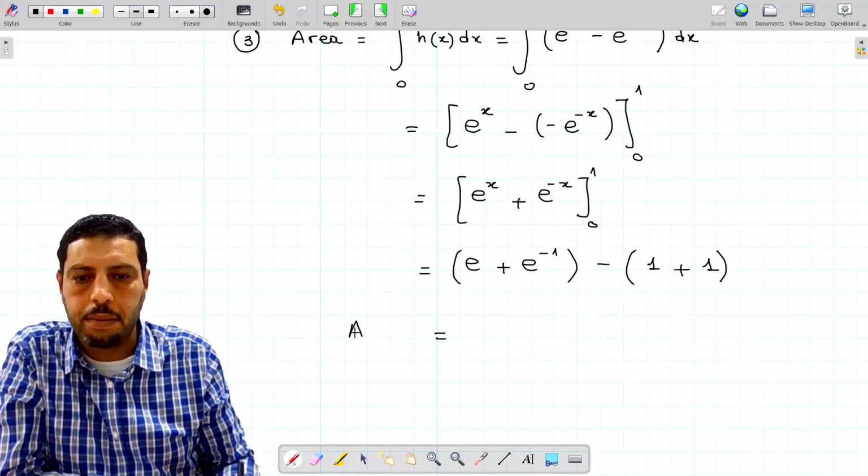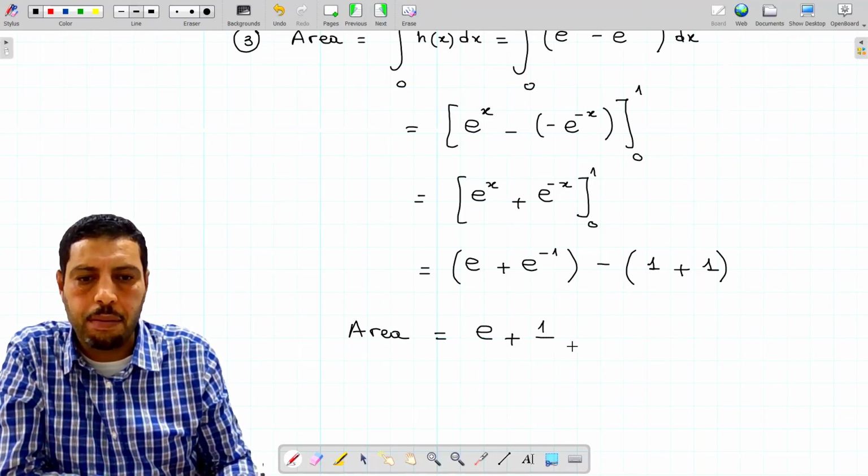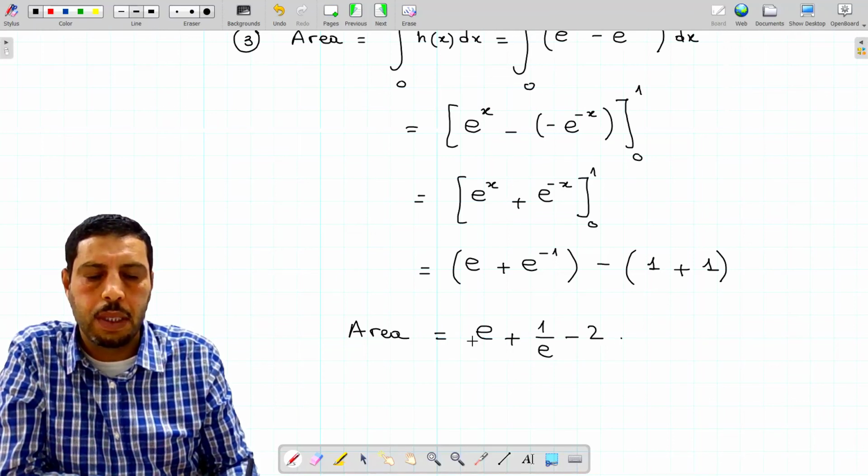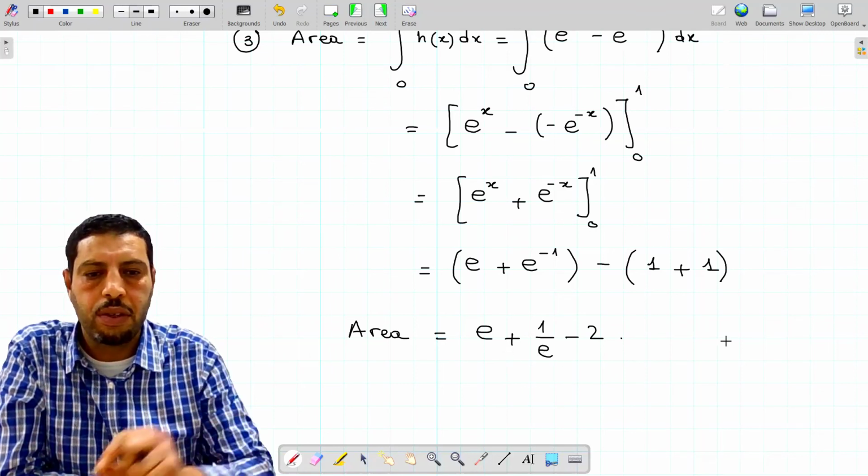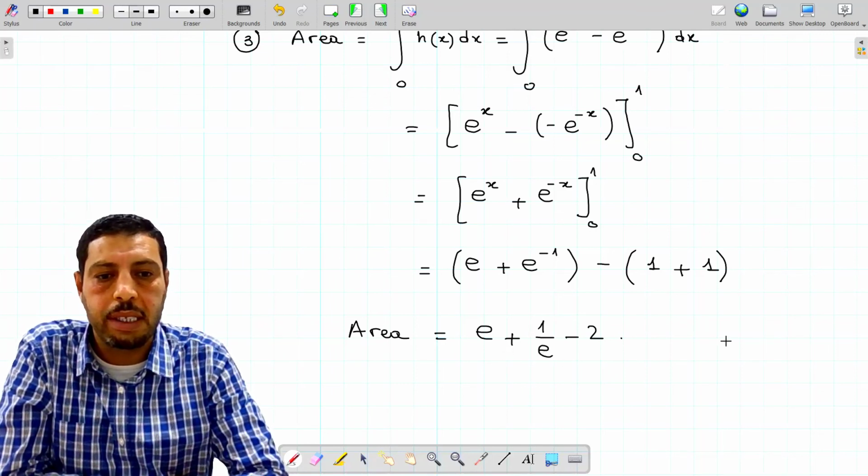So at the end, you're going to obtain the area equals e plus 1 over e minus 2. We can check that it's a positive area. Just to check that your answer is not wrong, okay, you have to check that your area is positive. When computing area, check please that the result is positive.